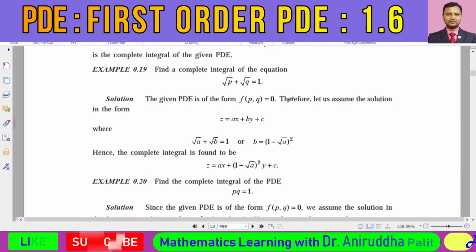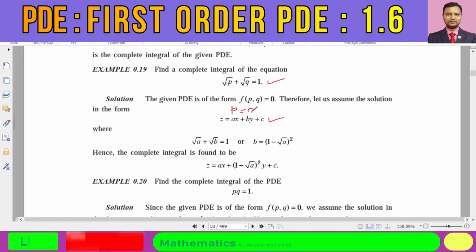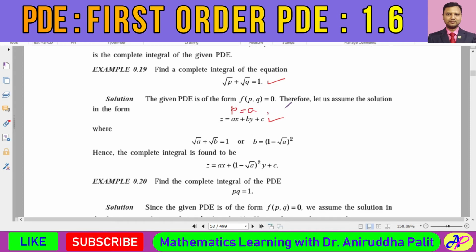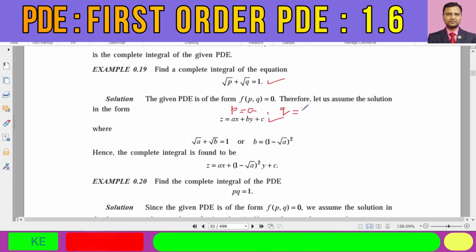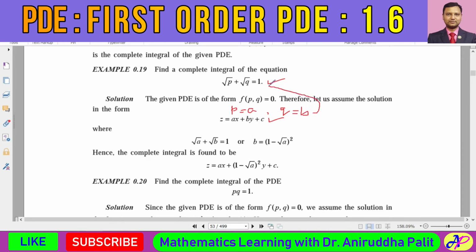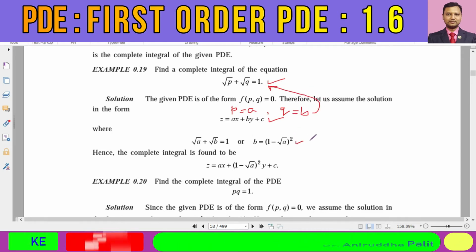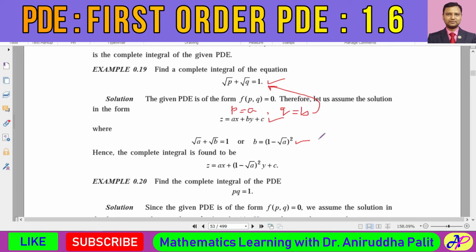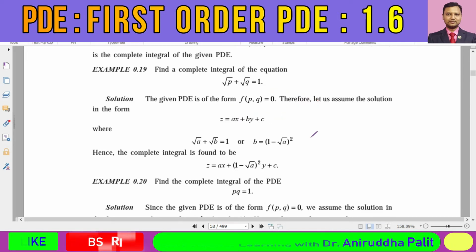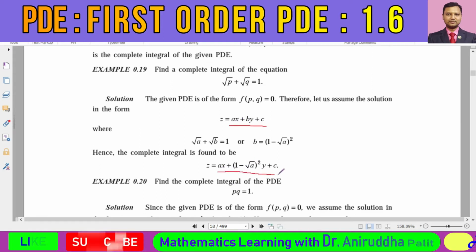You can consider this kind of example. Over here this is the trial solution. So over here p is equal to a, and q is equal to b. You put these expressions over here, and finally you will get the relation that b is equal to root over of 1 minus a square. So in this solution we just put the expression of b. So this is the final solution of the given partial differential equation.